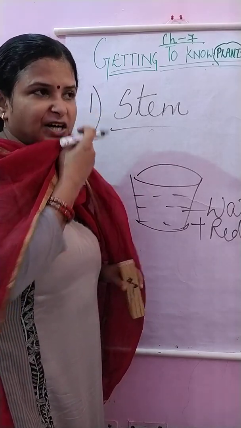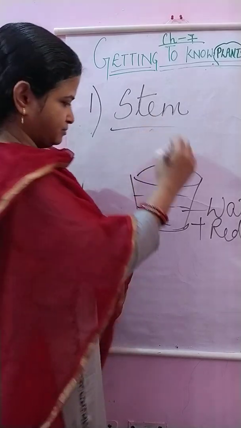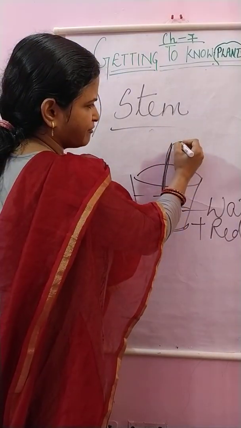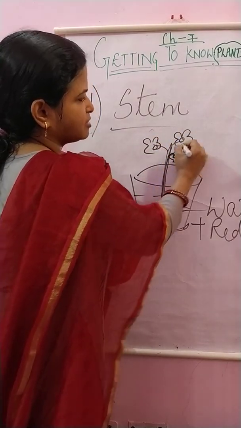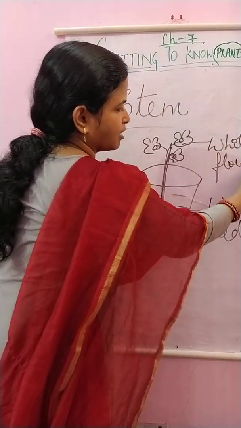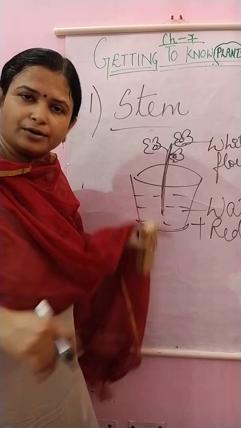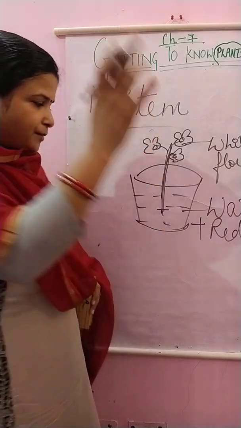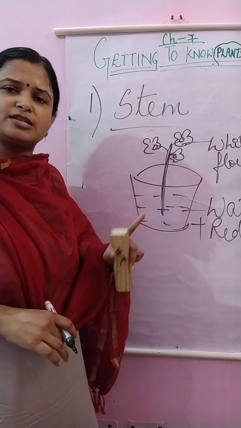Now you do one thing. You take any stem of a plant which bears white flowers. We will take one plant, having white flowers. Before immersing it in water, you cut the base of the stem, then you immerse it, so that water can go upward. You leave it as it is for some time.